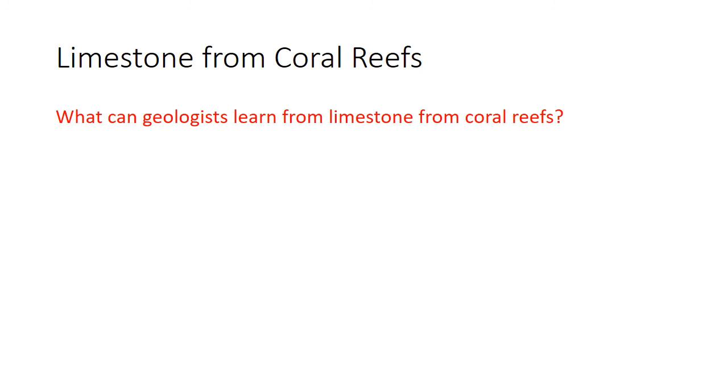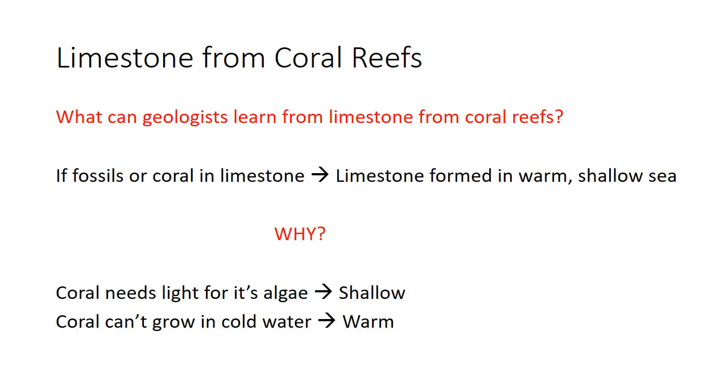What can geologists learn from limestone from coral reefs? Well, if there are fossils of coral in the limestone, we know that this limestone formed in warm, shallow seas, because that's the only place that coral can grow. Why? Because coral needs light for its algae, so it needs to be in shallow water, and coral can't grow in cold water, so the water has to be warm.